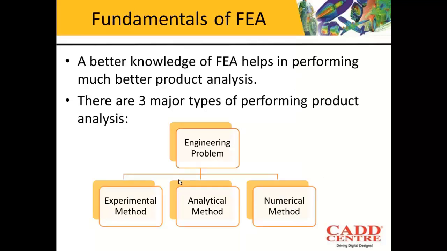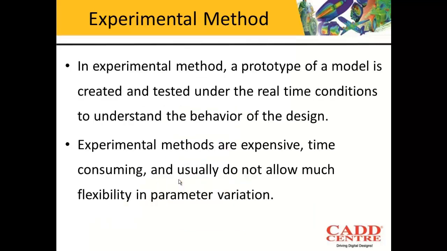Now, an engineering problem can be solved in three different methods, that is, experimental method, analytical method, and numerical method. What is the experimental method? Now, the experimental method is nothing but it uses a prototype of the actual model and it is then tested under the real-time conditions so that we understand how the design will behave in the real-time conditions. This method gives us the most accurate results, but it is very costly and time-consuming.